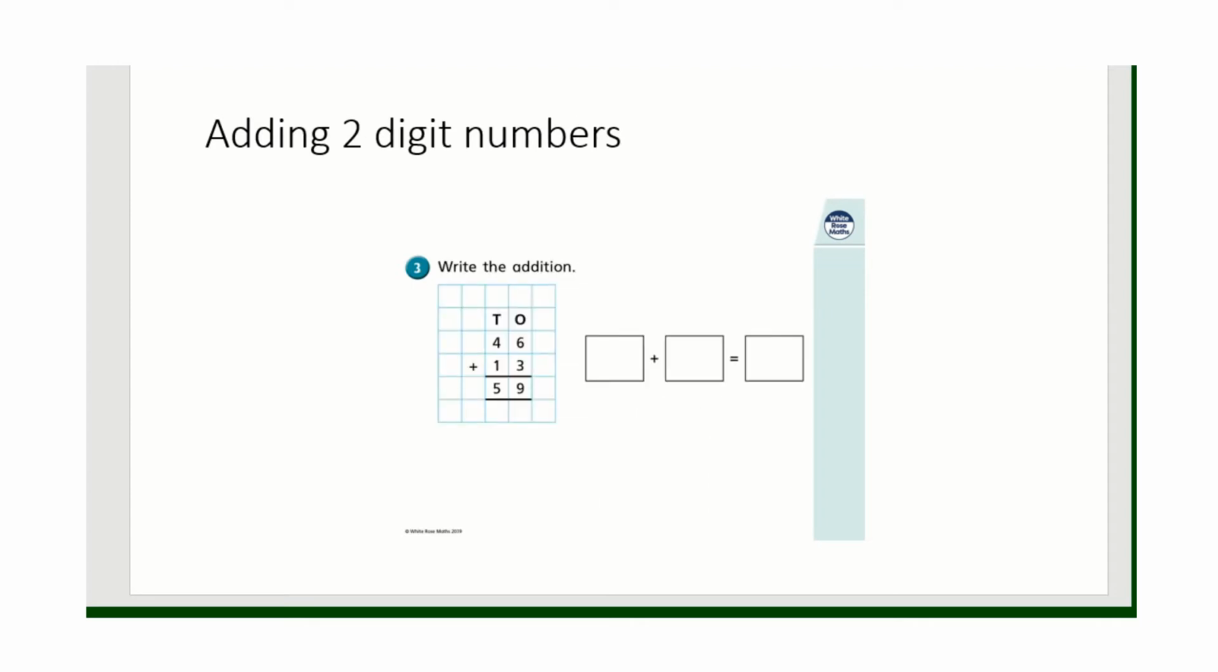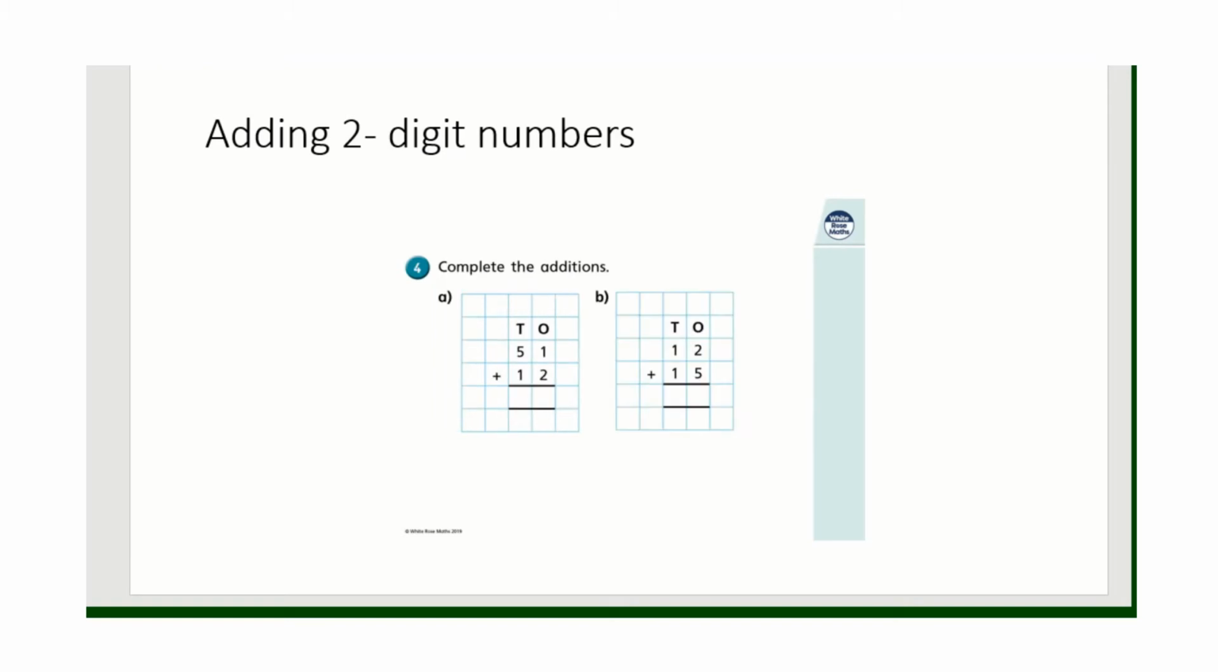Now then, another way of adding two-digit numbers is the column method. We know that the T is for the tens and the O is for the ones. So if we were to write it out like that, it would be 46 add 13. We know that when we do column addition, we add the ones first. So it's 3 add 6, which is 9. 5 tens add 1 ten is 6 tens, and we know 6 tens is 60. So we know it's 50 add 10, so it's 63.